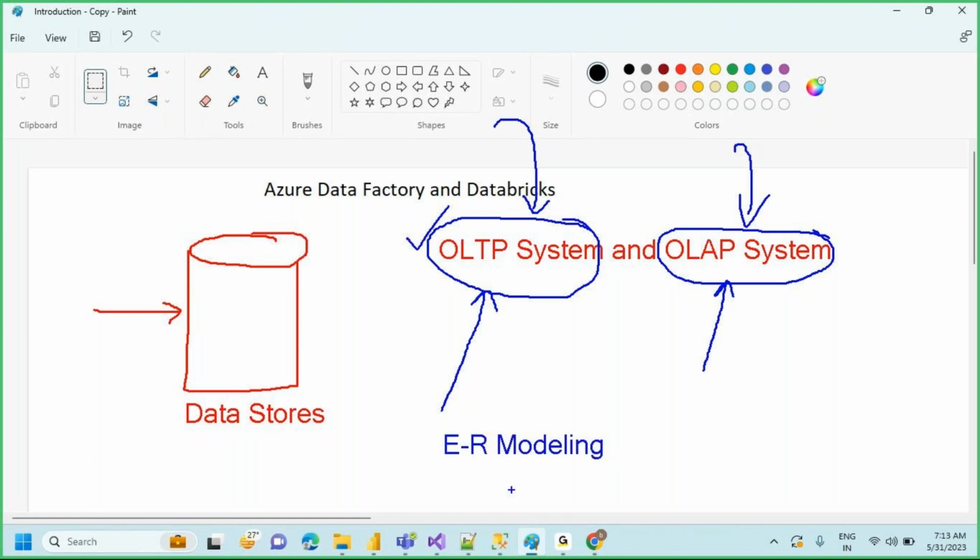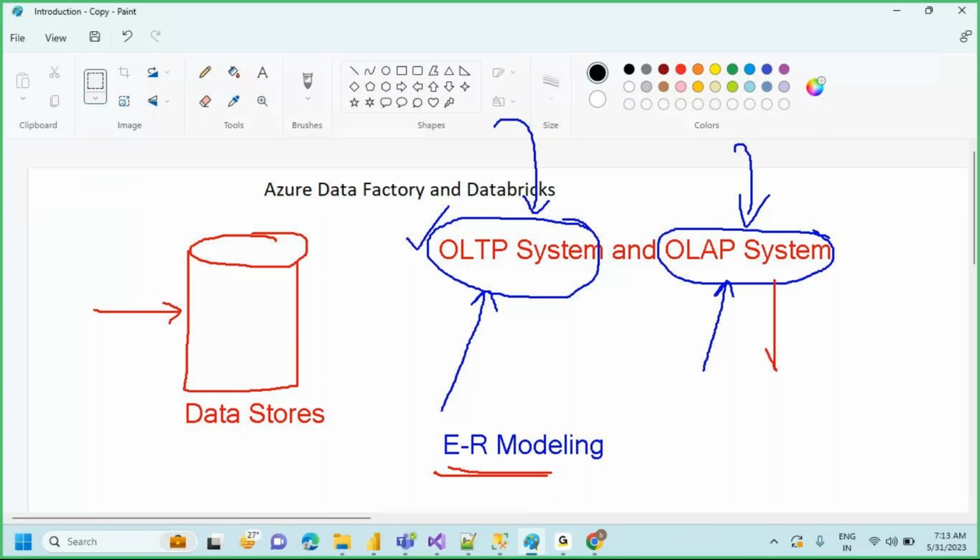We don't need to know what this ER modeling is and how they design it. It's out of the boundary for us, and we are not going to be part of application development or database developers. But I need to make you clear on these systems before we start our data factory. So ER modeling is used to build this particular system.